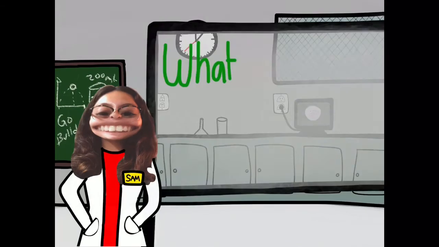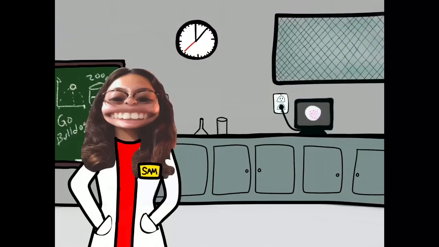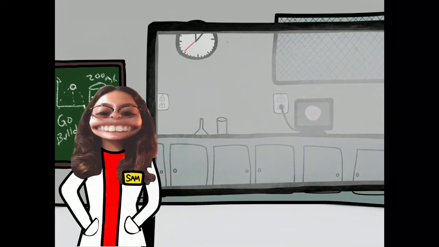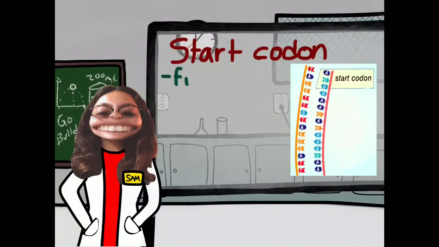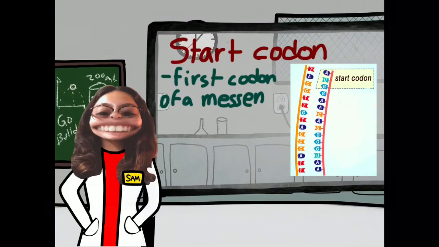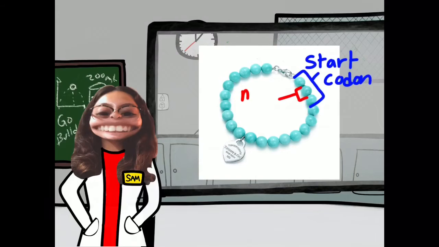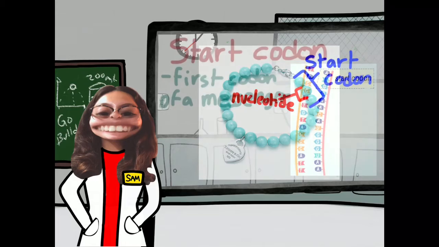Hi, my name is Samantha, and I'll be talking about what is a start codon and a stop codon, and what happens in the small subunit. The start codon is the first codon of a messenger RNA transcript translated by a ribosome. A codon is a sequence of 3 nucleotides that together form a unit of genetic code in a DNA or RNA molecule, like the beads in a bracelet, and the bracelet will represent the DNA or RNA molecule.